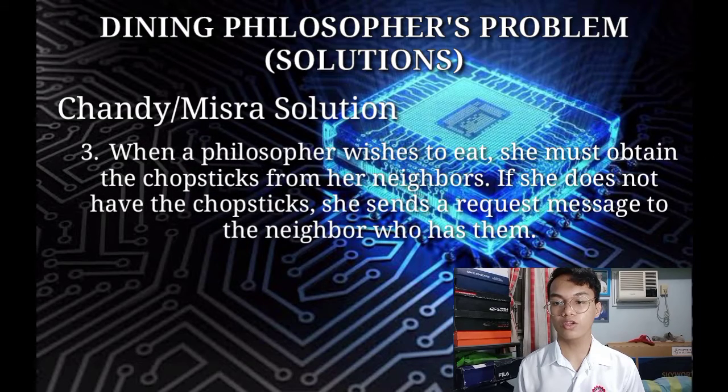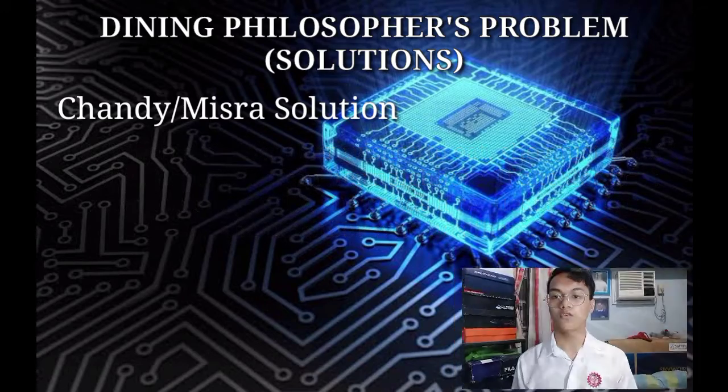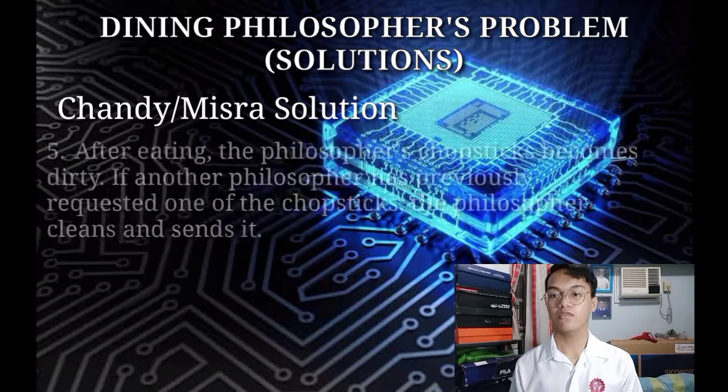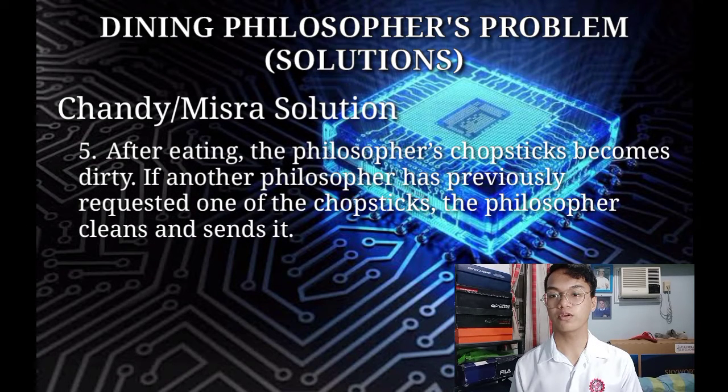Third, when a philosopher wishes to eat, she must obtain the chopsticks from her neighbors. If she does not have the chopsticks, she sends a request message to the neighbor who has them. Fourth, when a philosopher with a chopstick receives a request message, if the chopstick is clean, the philosopher keeps it. If the chopstick is dirty, the philosopher cleans it and sends it over. Lastly, after eating, the philosopher's chopsticks become dirty. If another philosopher has previously requested one of the chopsticks, the philosopher cleans and sends it.